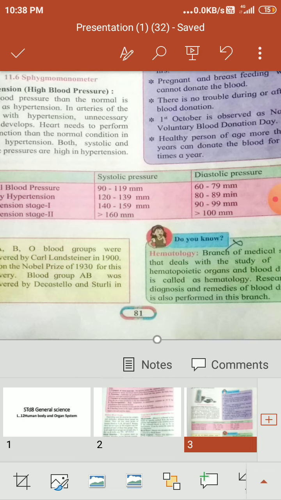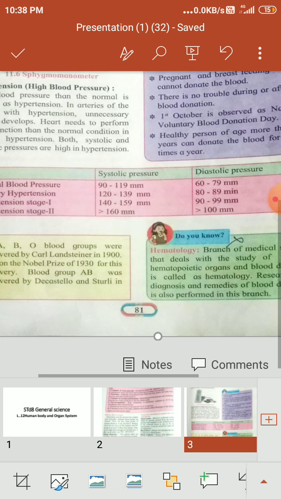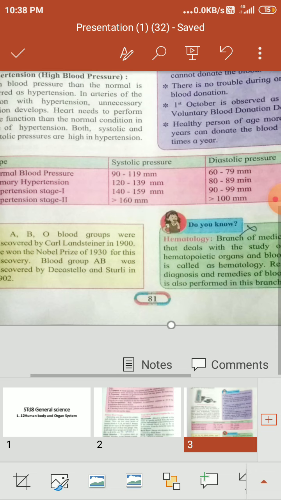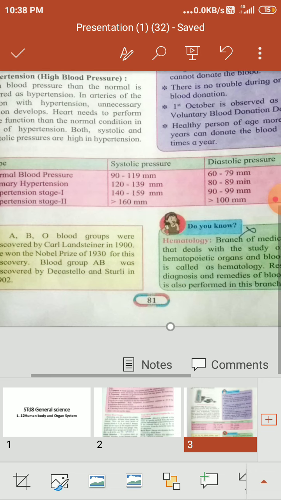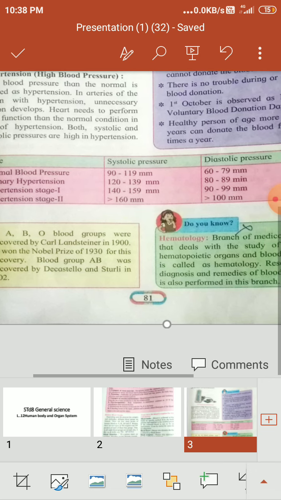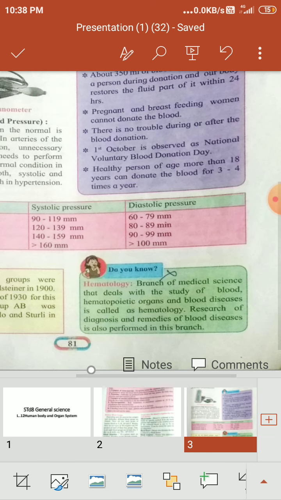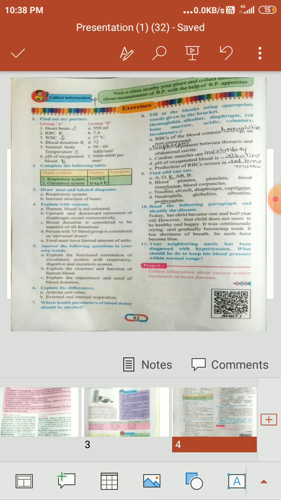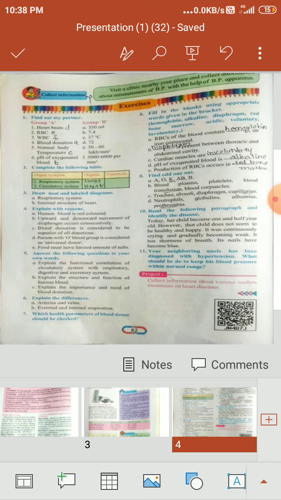Now, this you read by yourself. Karl Landsteiner and Sturli in 1902 received the Nobel Prize for the discovery of blood groups. And on the last slide, I have given all the exercises. This is the exercise you have been given.